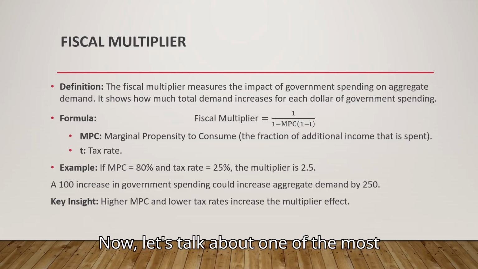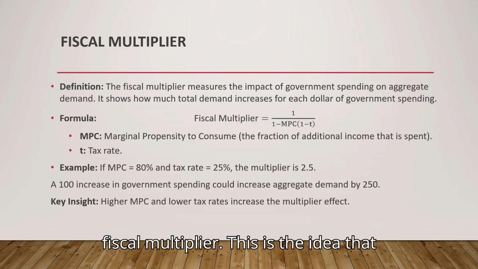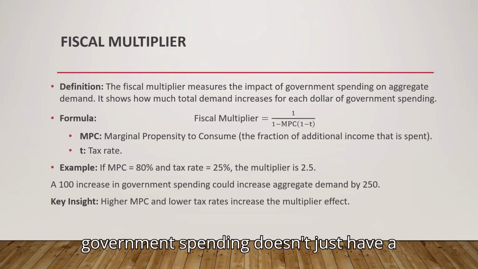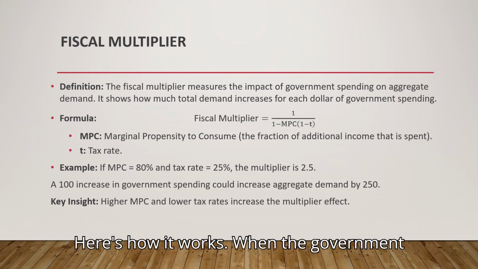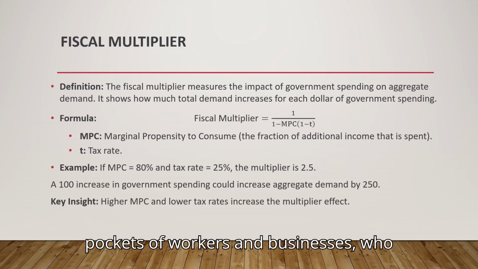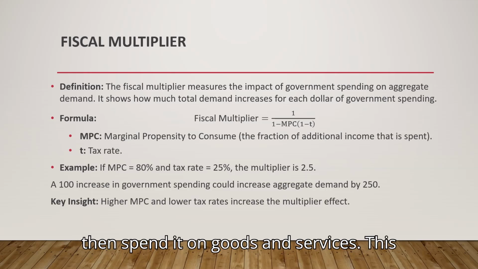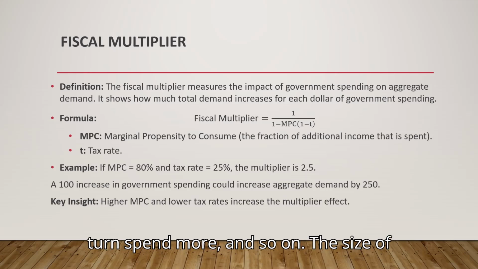Now, let's talk about one of the most important concepts in fiscal policy, the fiscal multiplier. This is the idea that government spending doesn't just have a one-to-one effect on the economy. Instead, it has a magnified effect. Here's how it works. When the government spends money, that money goes into the pockets of workers and businesses, who then spend it on goods and services. This creates more income for others, who in turn spend more, and so on.